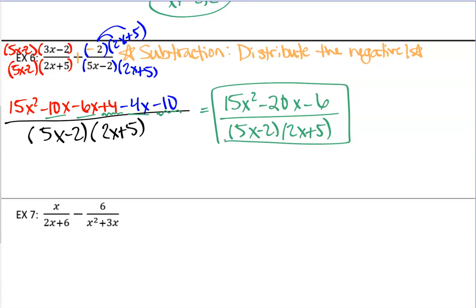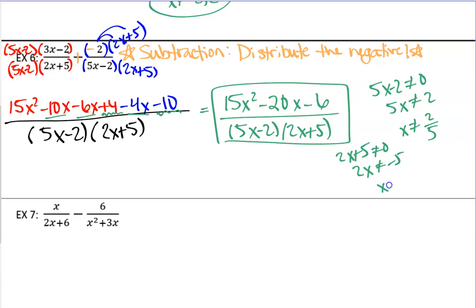And then we still have to do our restrictions. So remember, each of these pieces cannot be equal to 0. So 5x minus 2 cannot be 0. If we simplify here, we get x cannot be 2 over 5. And then my other piece, 2x plus 5, also can't be 0. So when we simplify here, we get x cannot be 5 over 2. So my restricted values: x is not allowed to be equal to positive 2/5 or negative 5/2.